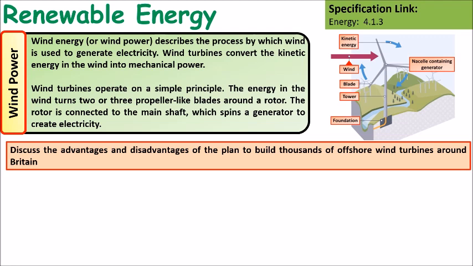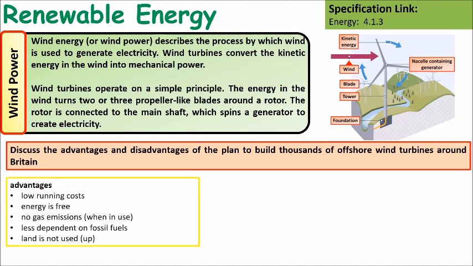So if we look at this question: discuss the advantages and disadvantages of a plan to build thousands of offshore wind turbines around Britain. Some of the advantages might be that there are low running costs. The energy is essentially free. There are no gas emissions. It means that we'll be less dependent on fossil fuels and no land is used up.